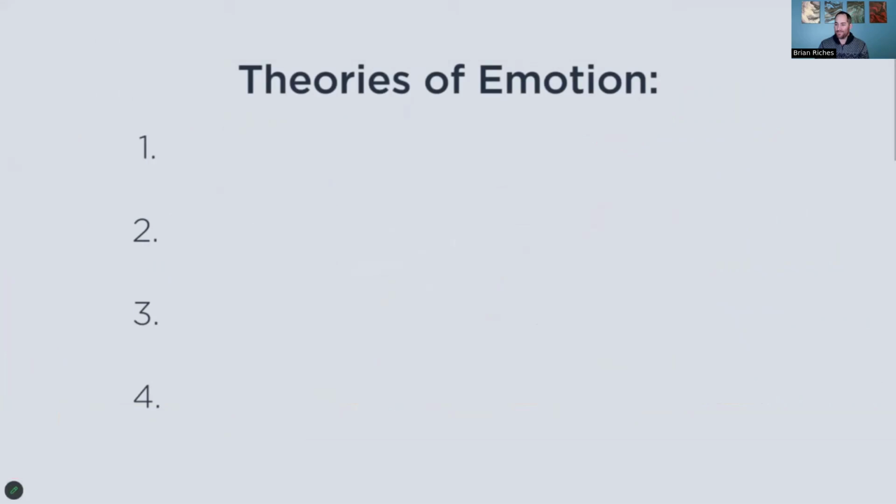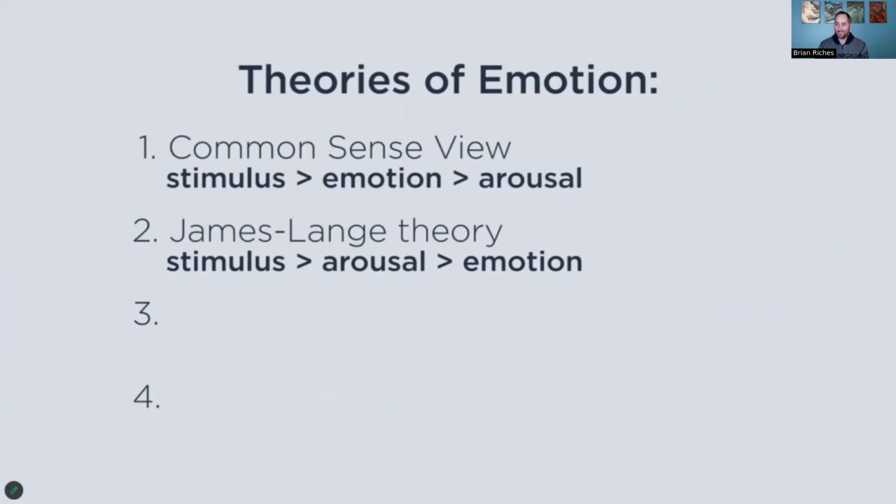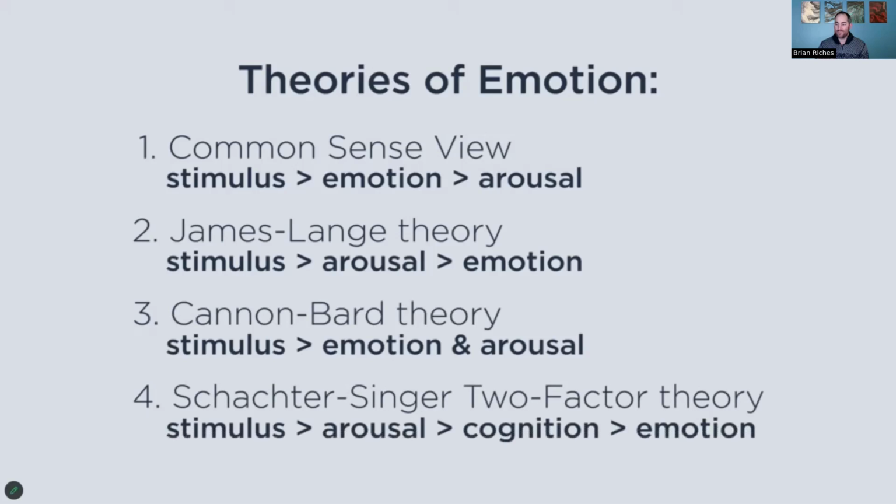So let's just quickly review these four theories of emotion to help you remember them. First, the common sense view is that a stimulus will cause an emotion, which causes arousal. Second, the James-Lange theory reverses emotion and arousal, suggesting instead that a stimulus causes arousal, which then causes emotion. Third, the Cannon-Bard theory separates out emotion and arousal as independent reactions to the stimulus. And finally, the Schachter-Singer two-factor theory adds another factor to the cause of emotion. After a stimulus elicits some arousal, you cognitively assess the stimulus, and that assessment causes the emotion.